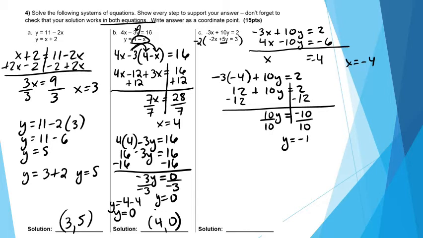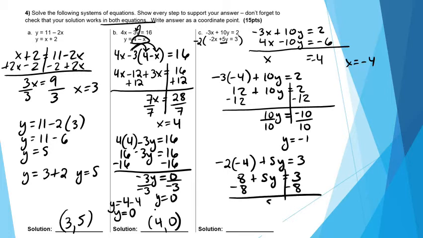So now I'm going to check my other equation. So negative 2 times negative 4 plus 5 times y equals 3. Again, I have positive 8 plus 5y equals 3. Combining like terms, I have 5y equals negative 5. Dividing by 5, I get that y equals negative 1 also. Again, it's really important to check your answer in both equations. So my solution here, my x comes first, (negative 4, negative 1).